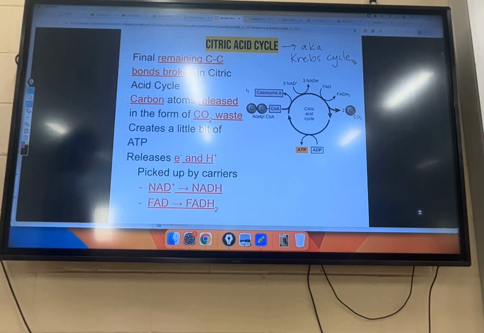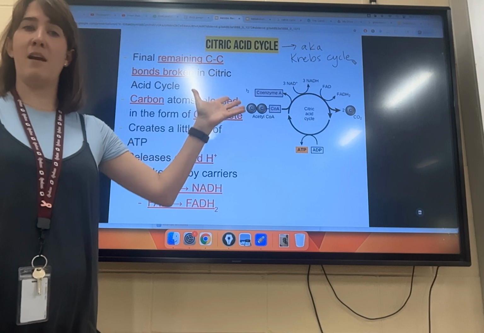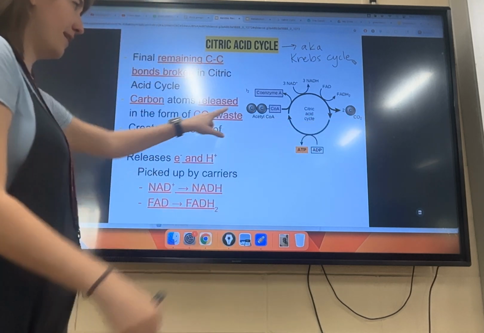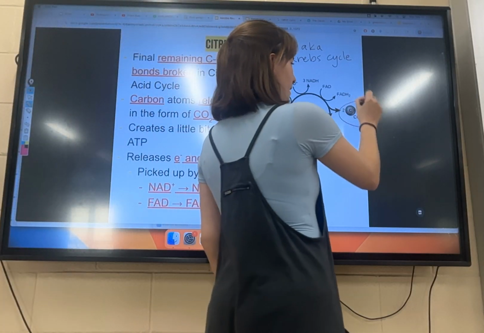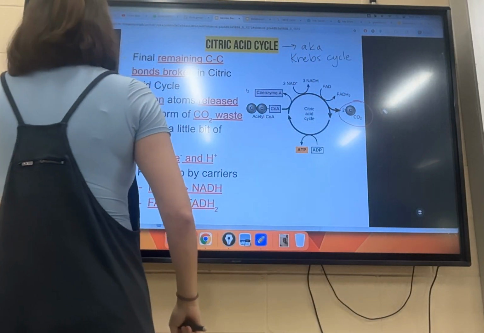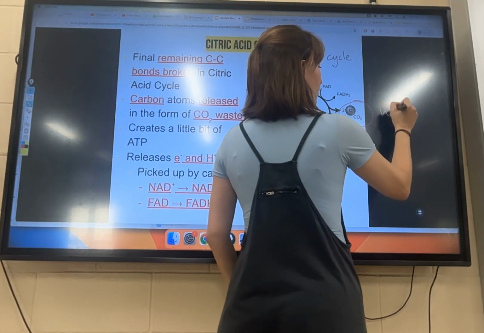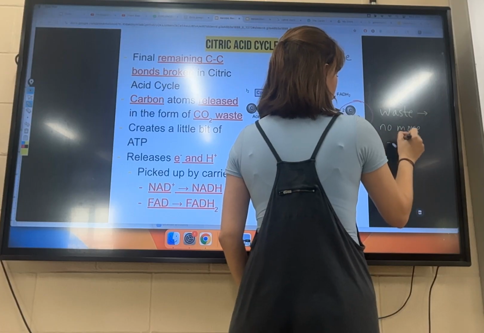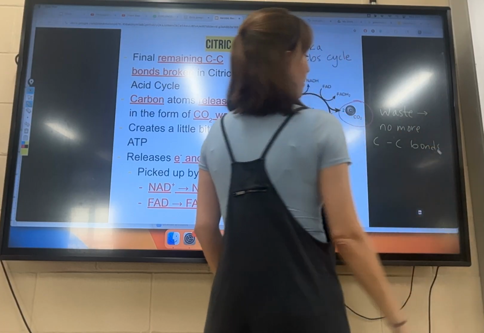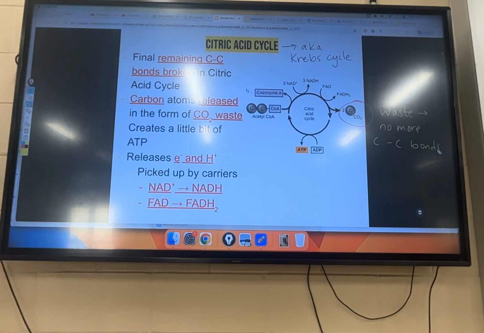So we still have that last 2 carbon molecule of acetyl-CoA. We're going to break that last carbon-carbon bond. And in this process, we have broken our last carbon-carbon bond. Now we have some CO2. We've separated those 2 carbon atoms. Those are now waste. We're done with these now. They have no more carbon-carbon bonds. So we have gotten everything we can out of them, basically. So now those are waste.